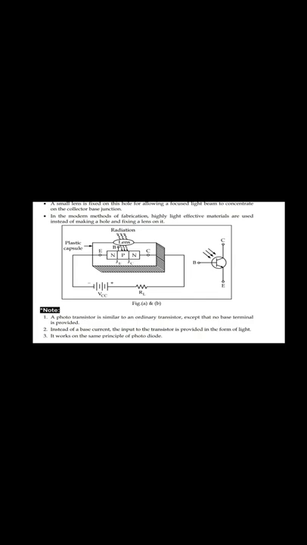In this device, the base current is supplied by the current created by light falling on the base collector photodiode junction. We have to observe this point.